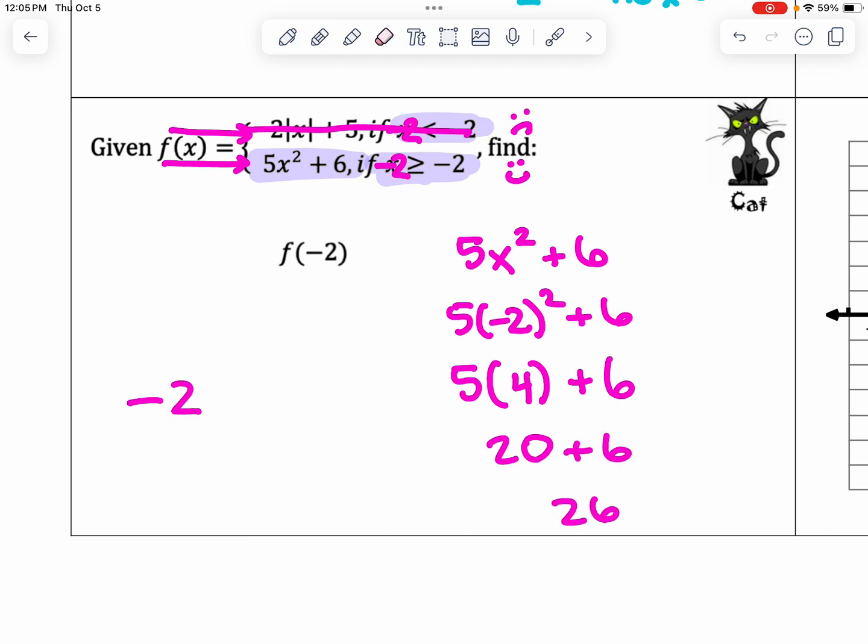So the answer for this is going to be 26, because -2 only met the requirement of this inequality, which means we can only use this equation. And by use this equation, I literally just mean replace x with the number that's in the parentheses, because that's the input. This represents the input, and so does this. So when you get to the equation, when you see x, you're actually just replacing it with -2. And that's that.